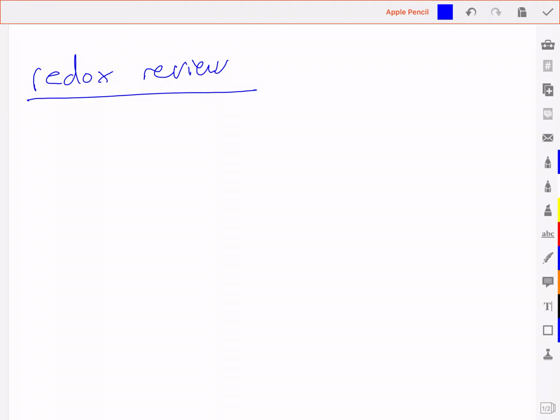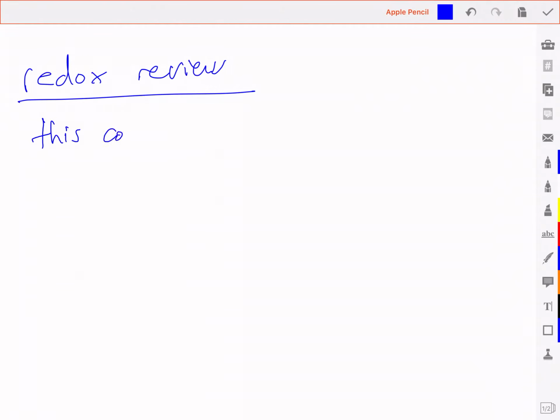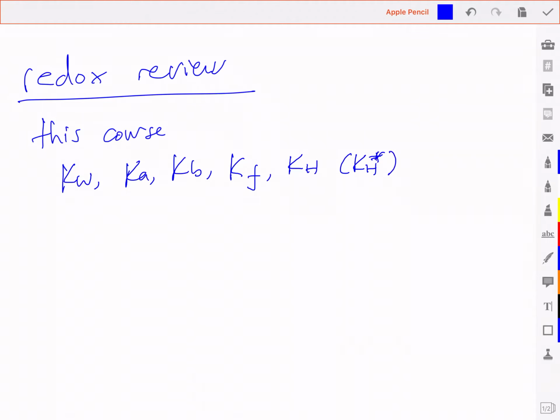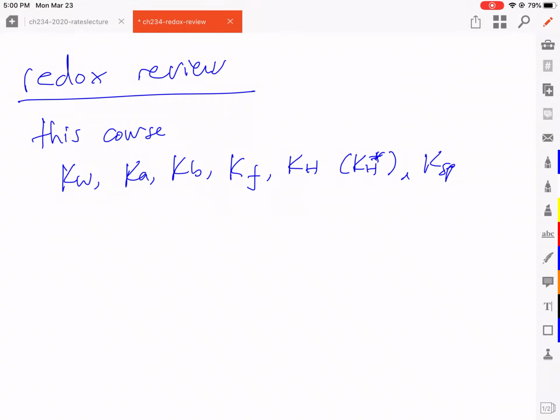And I've told you all along there were going to be 7 equilibrium constants in this course. And we've done 6 of them so far. KW, KA, KB, KF, KH. Remember we did KH star. It was a bit of a different reaction because we included the reaction with water with CO2, not just the gas solubility. And KSP. So it's 1, 2, 3, 4, 5, 6. So now we have our last one.